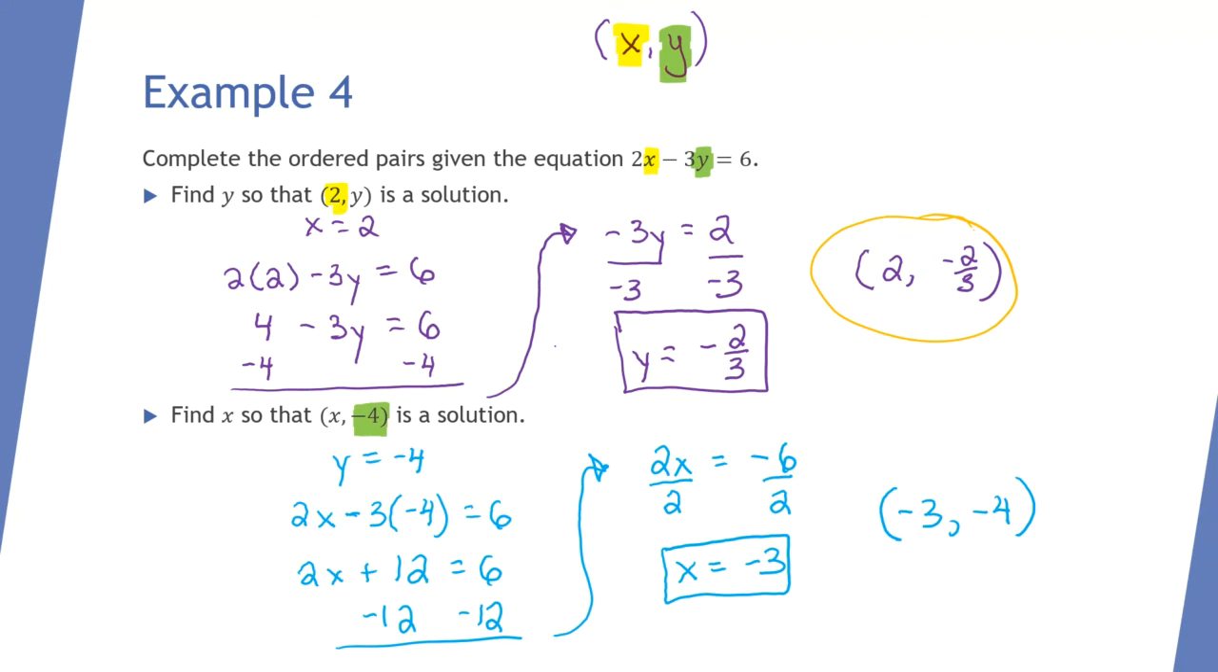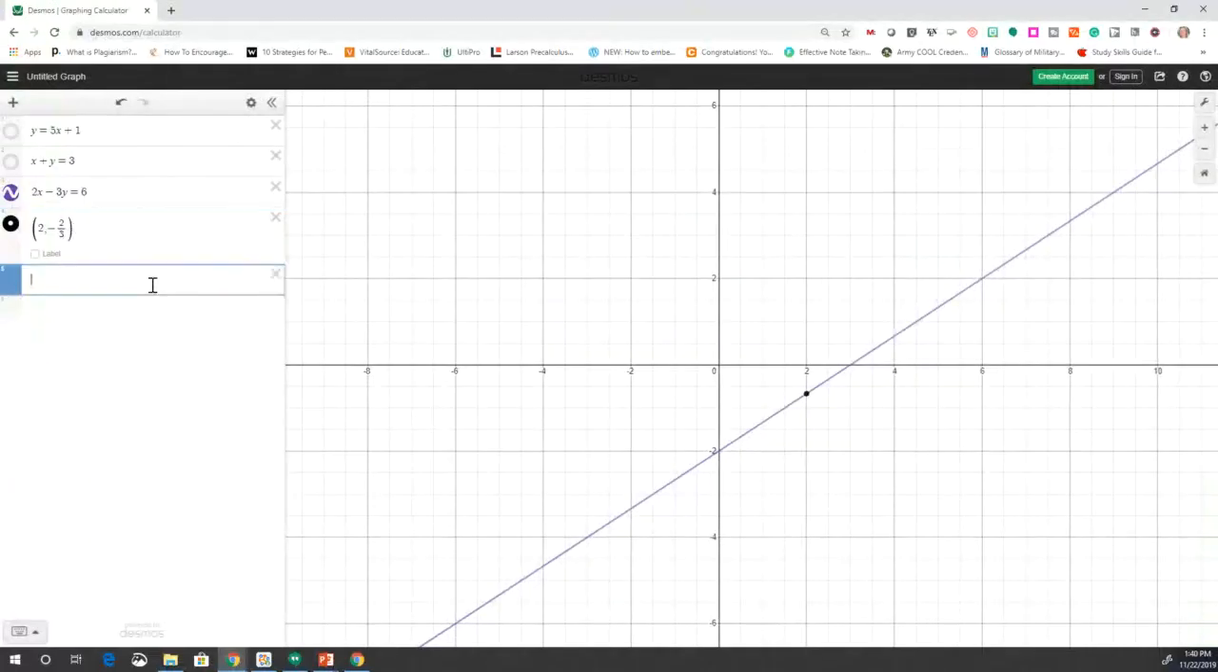And then you would verify that on the graph by graphing (-3, -4) to make sure you did it correctly. So I'm going to bring Desmos back up. (-3, -4). And good, we did it correctly because you can see that the point is on the line. And so that verifies you did your math right.